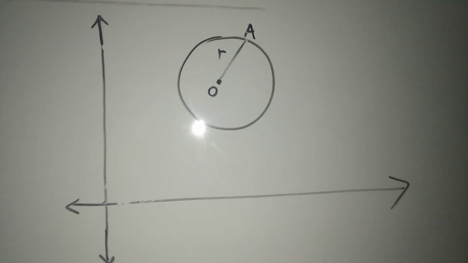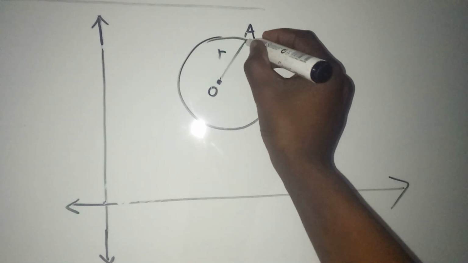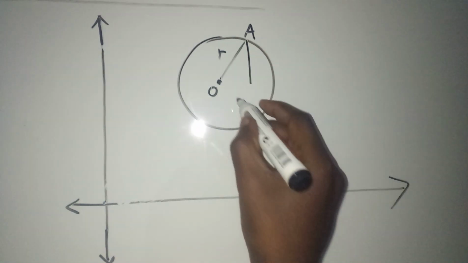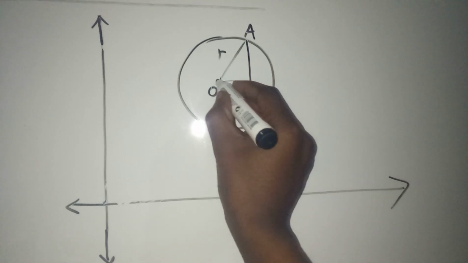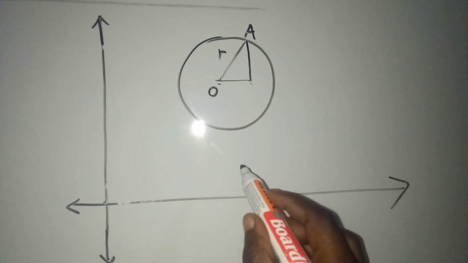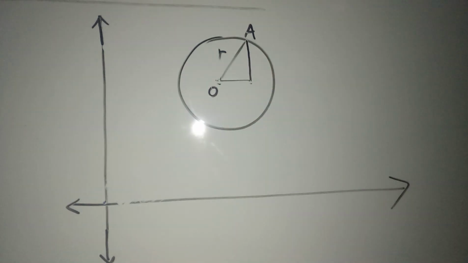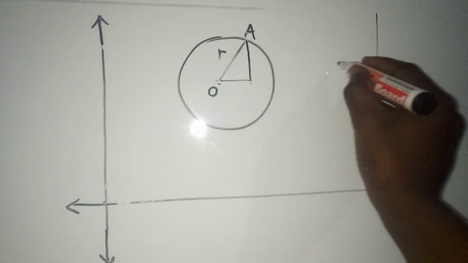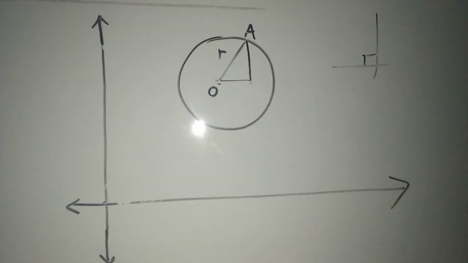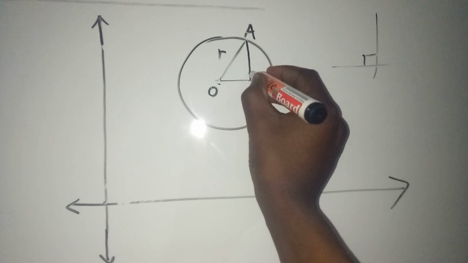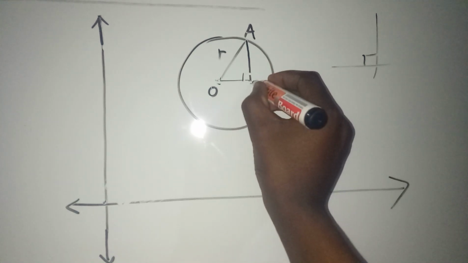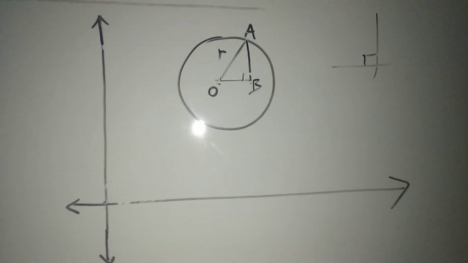It is called the radius. Now suppose I extend this line a bit and join them. We can observe that this line is horizontal and this line is vertical. So when two lines meet like this, they form 90 degrees. So in this case we have 90 degrees there, and I name this point B.